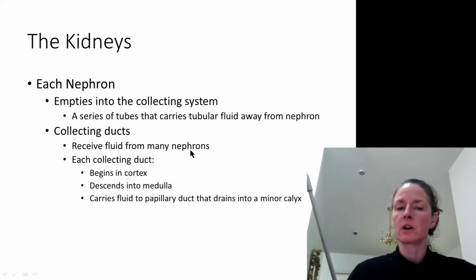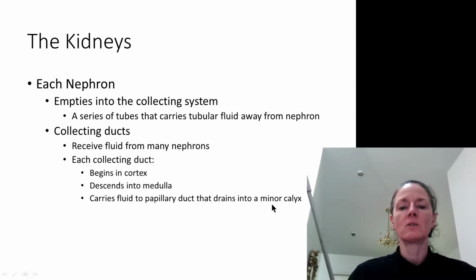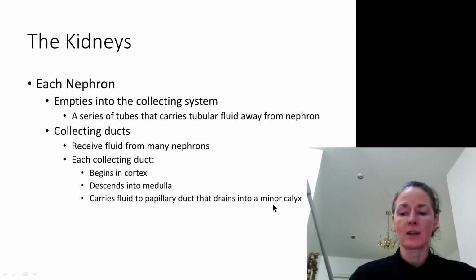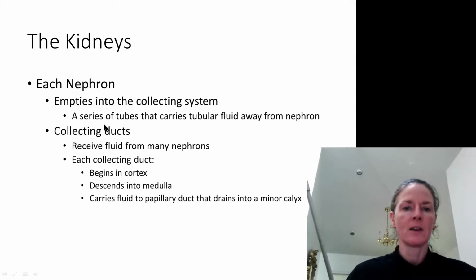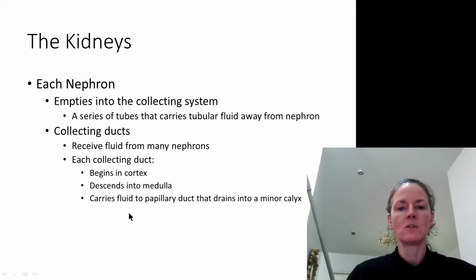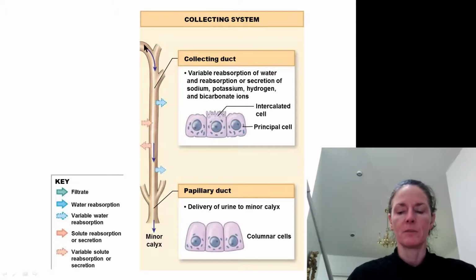And one collecting duct will receive fluid from many nephrons, and the collecting duct will begin in the cortex, because this is where the distal convoluted tubule will contact it, and then it'll descend into the medulla, down through a papillary duct that drains into a minor calyx. As we've seen in the gross architecture of the kidney, the collecting ducts are going to extend from the cortex down into the renal papilla. This is basically part of the renal pyramid, and that's going to be in the medulla.